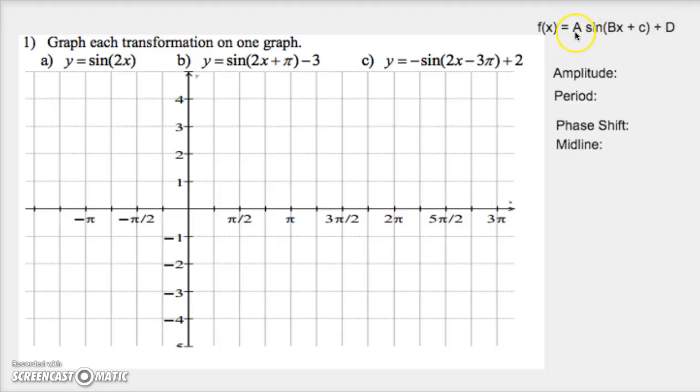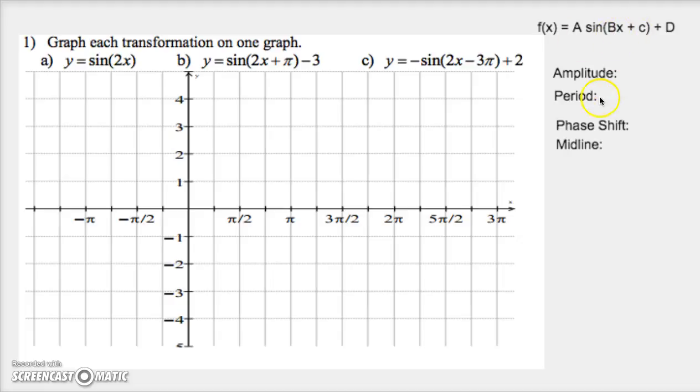Now A stands for amplitude, which is the height of the wave, which is our graph. So kind of the vertical stretch. The longer the amplitude is, the more vertical stretch it has.